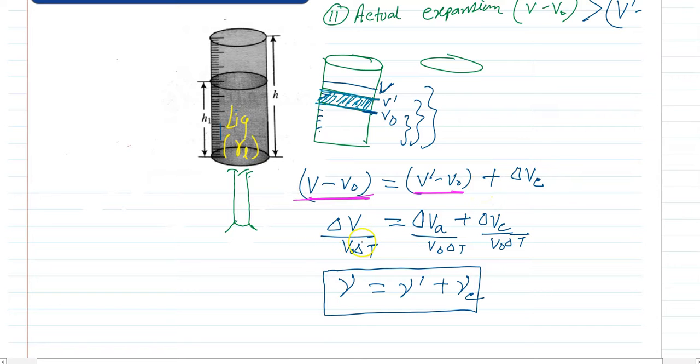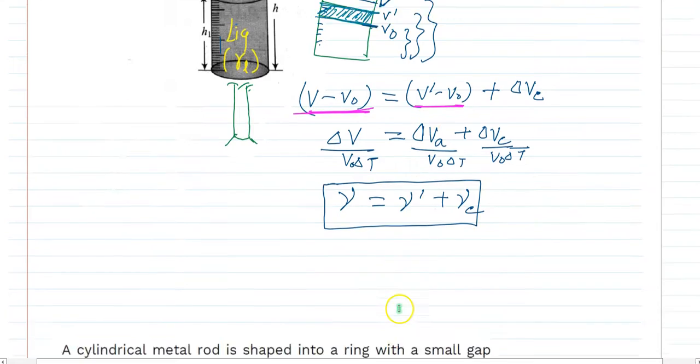So if I divide by V naught delta T, then the coefficient of actual expansion will be the coefficient of apparent expansion plus the coefficient of expansion of the container. Okay, this is the relation.